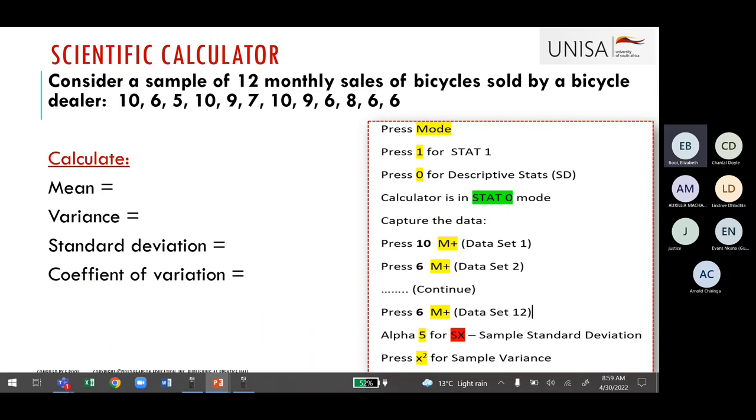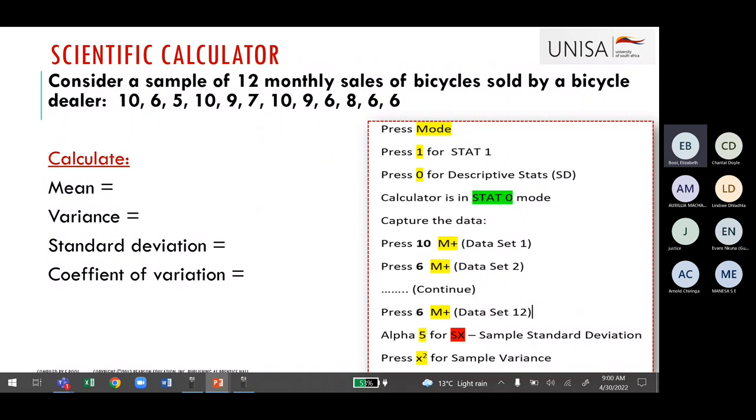Okay, so now, before we go on to doing a lot of exercises, like I said, I'm going to demo or show you how to calculate the measures of variation using your calculator. On the screen right now, we have 12 monthly sales of bicycles sold by a bicycle dealer, all 12 monthly sales, and we are asked to calculate the mean, the variance, the standard deviation, and the coefficient of variation.